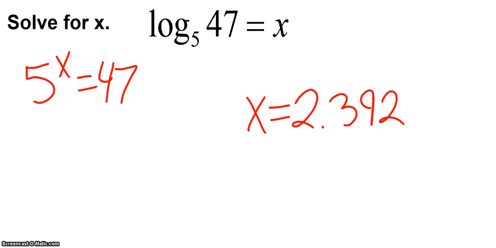Realistically, I wish I could show you how to do this on a calculator, but just press math alpha math, plug in 5 for the base, 47 for the argument, press enter, and you'll get this. I rounded this, so it is approximately 2.392. Once again, that's pretty much it. There's not a lot to logs.